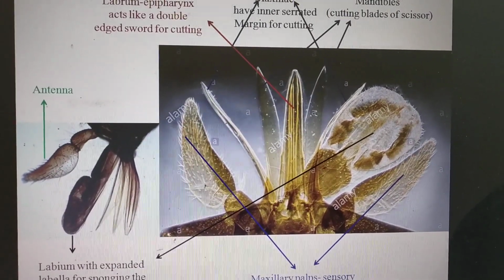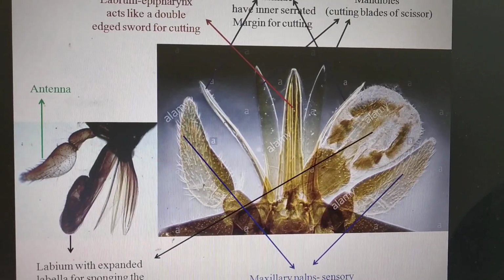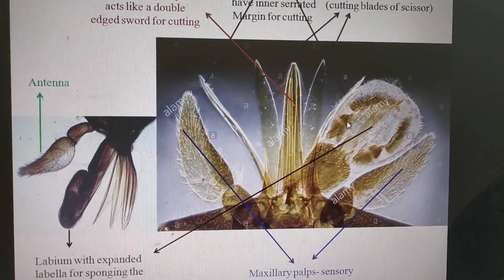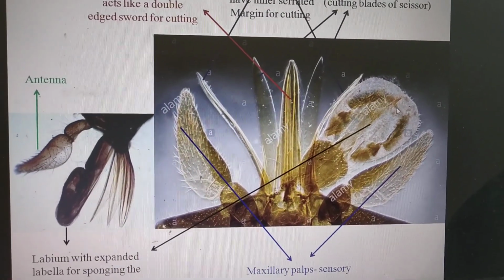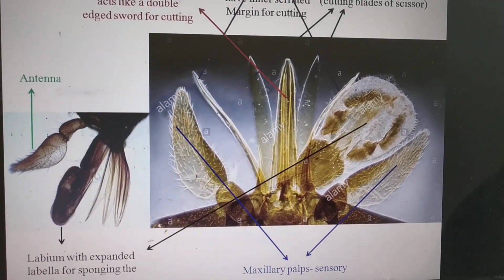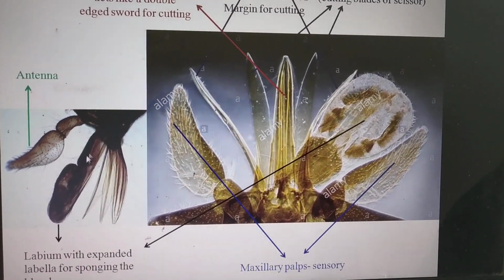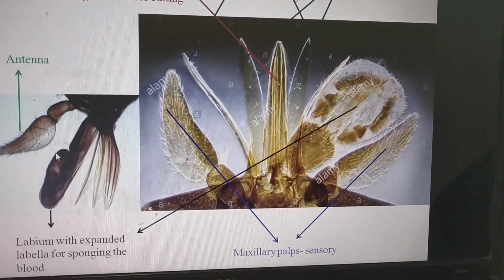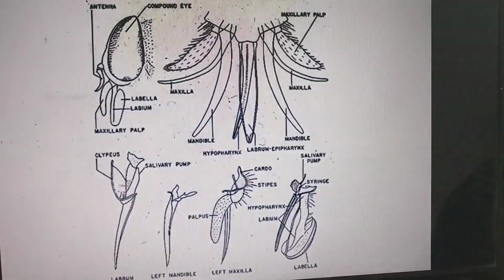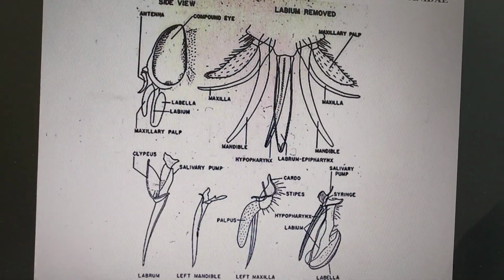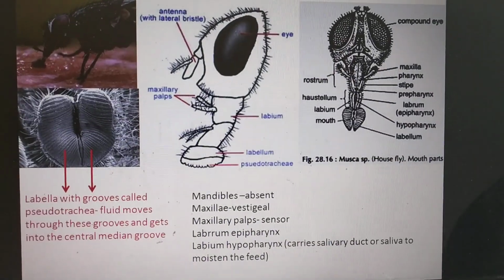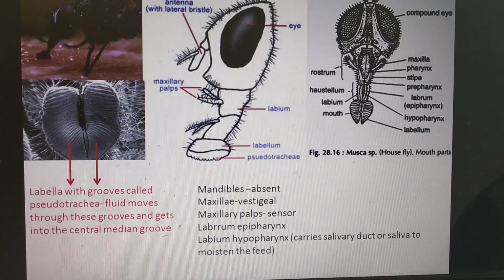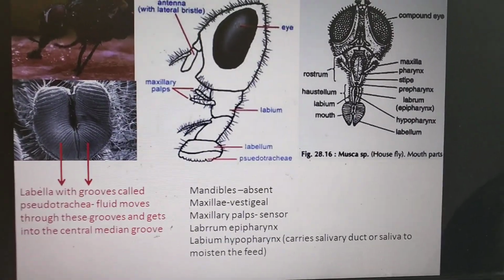And as you can see here, this thick, enlarged structure in the center is the labium, and the labium is enlarged at its end, forming the labella. So how does the labella look? This is how the labella looks. Now the labella has grooves. Here I am going to Musca, but all labella have a similar structure which is meant for sponging.